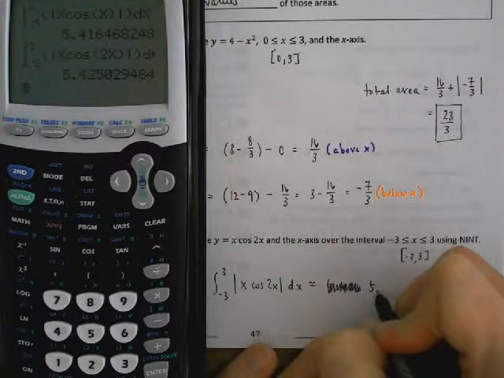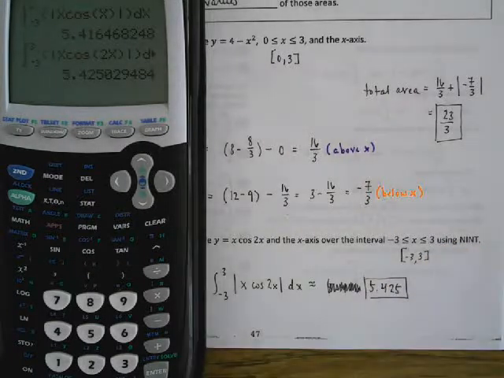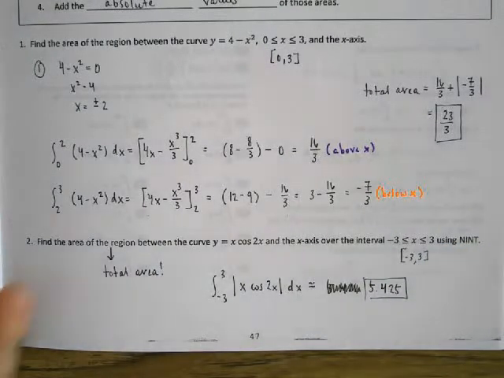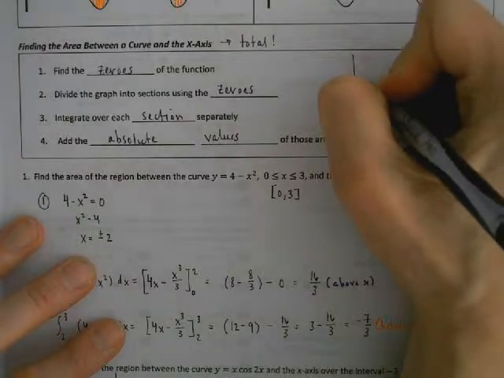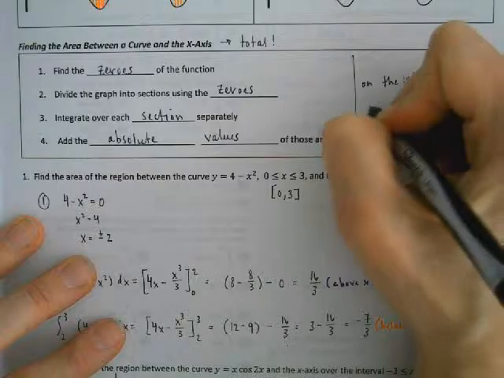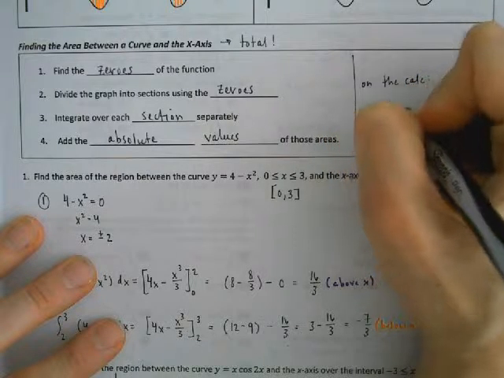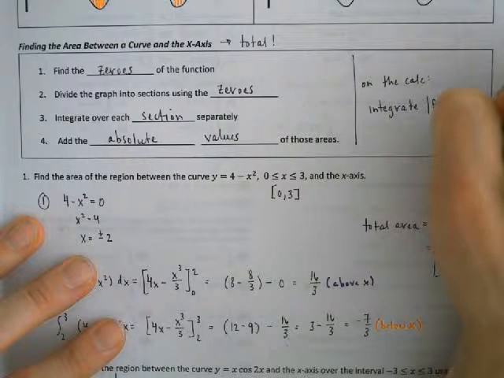All right, and so our answer is 5.425. Just to wrap up quickly, I'm going to add to our notes up here that if we can use our calculator, we're just going to integrate the absolute value of f of x.